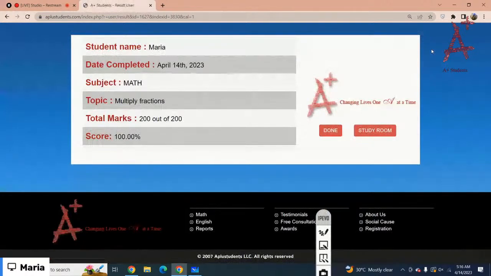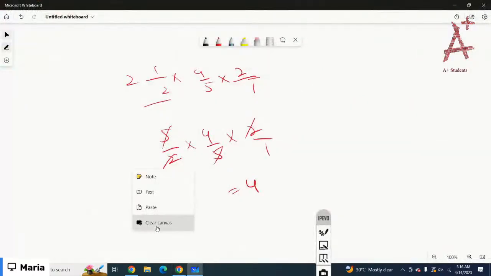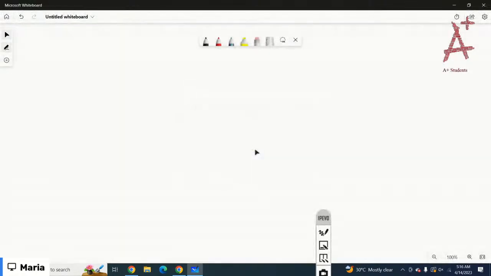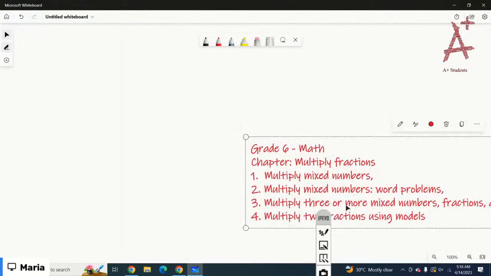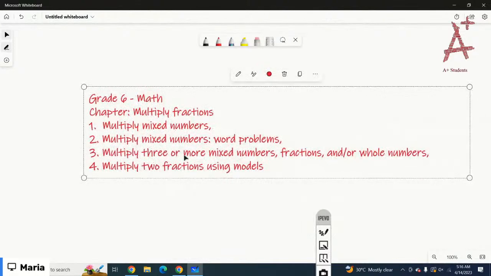Okay, we are done with the lesson. So we are working on grade 6 maths. The chapter we're working on is multiply fractions. The lessons we have covered today are multiply mixed numbers, word problems, multiply 3 or more numbers, fractions and or whole numbers, and multiply two fractions using models.